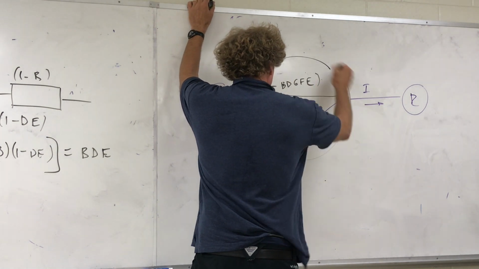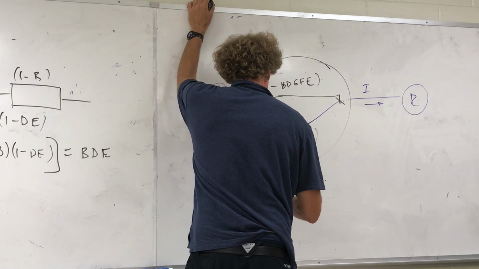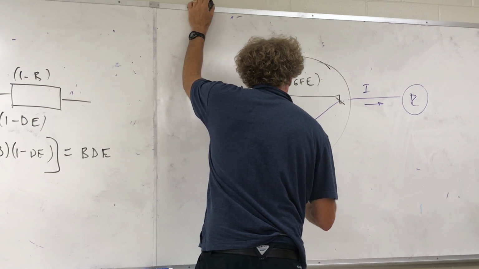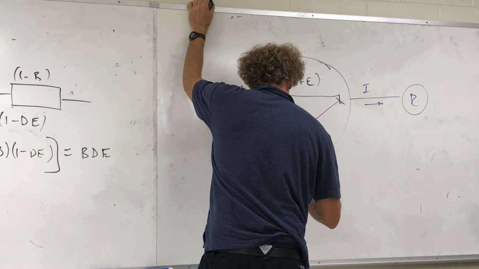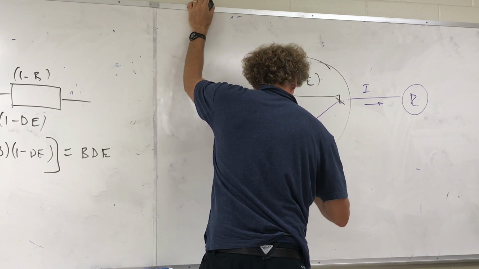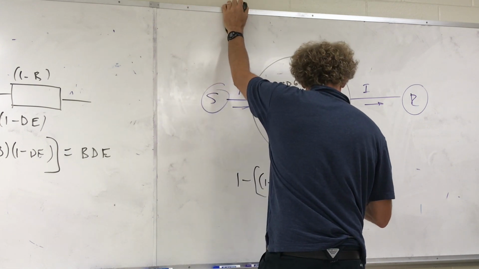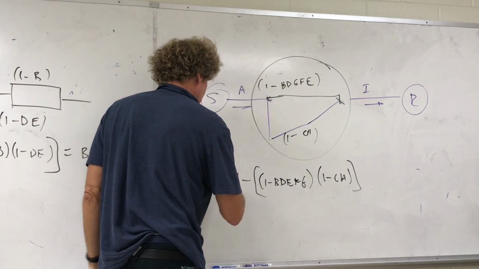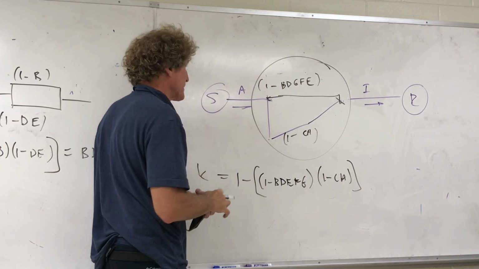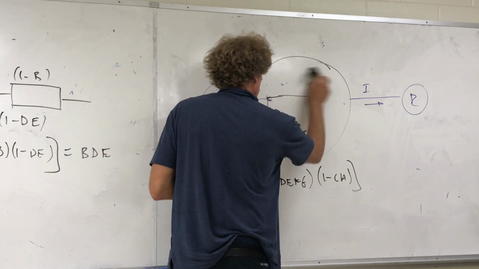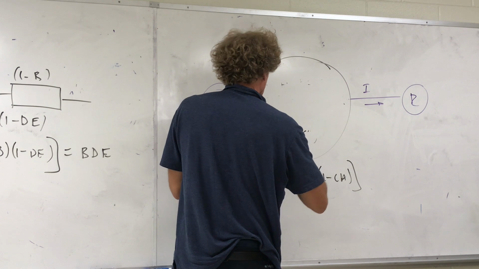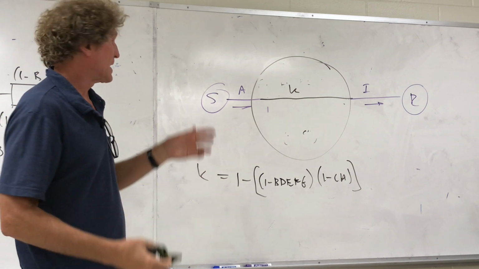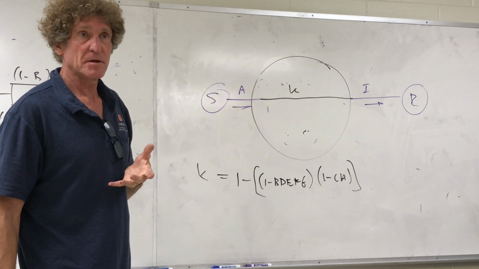Therefore, this whole thing can be replaced by 1 minus the quantity 1 minus B, D, E, F, G times 1 minus CH, whatever it is. And now I can replace that whole thing, and I'm just going to call this K for lack of a better term. So then it's K. You agree? And after that, it's just A times K times I for the probability of the whole system working.